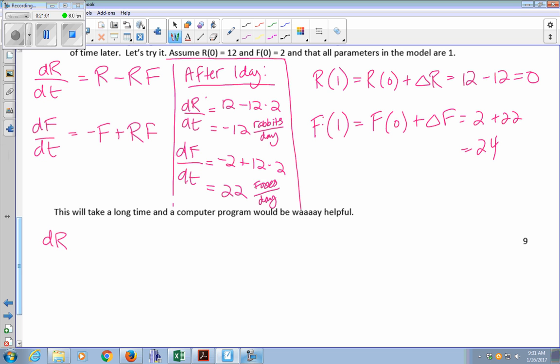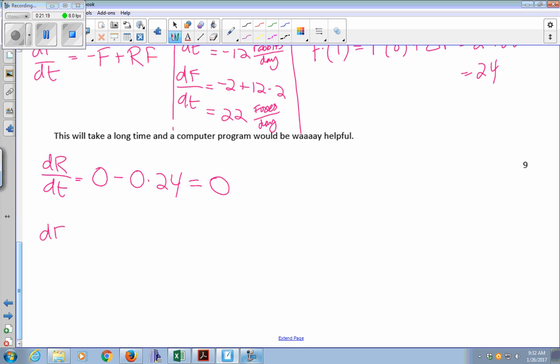So now drdt is r, which is 0, minus r times f, so 0. This makes sense because there are no rabbits left, so the change in rabbits per day should be 0, right? They can't grow or decline, there aren't any. And then df dt is negative f, so negative 24, plus r times f, which is negative 24. So that's how much they changed by.